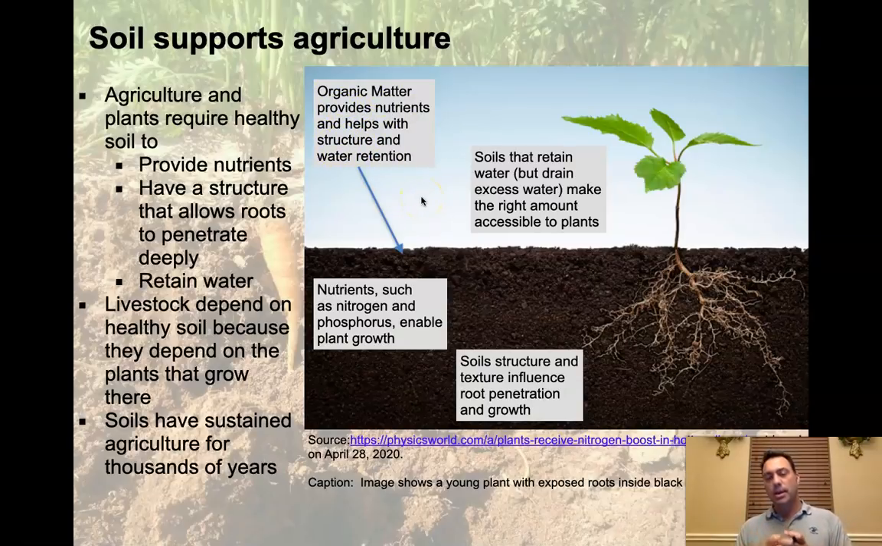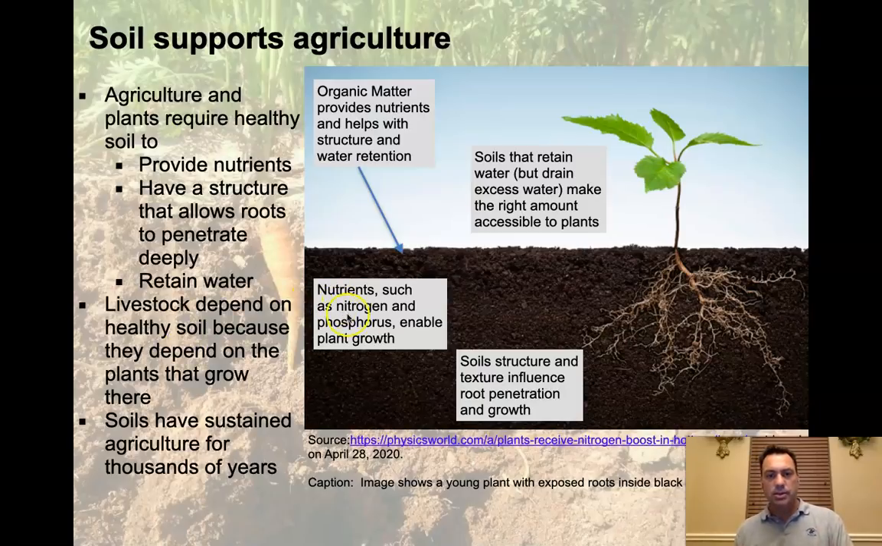It turns out the organic matter prevents the water from flushing down through the soil too easily, but it also keeps it from waterlogging or flooding the soil at the same time. So it's a very good mediator of water. And it turns out it's a big deal. Soils that retain water make the right amount accessible to plants. You don't want to drown the plant. And of course, you don't want the plant to dry out. So you have to have enough constantly in reserve, and soils are actually really good at doing that.